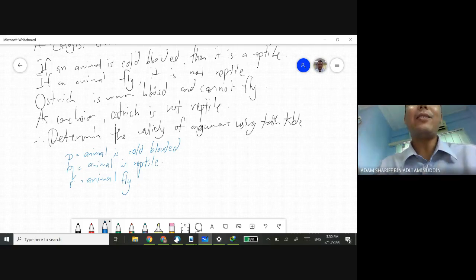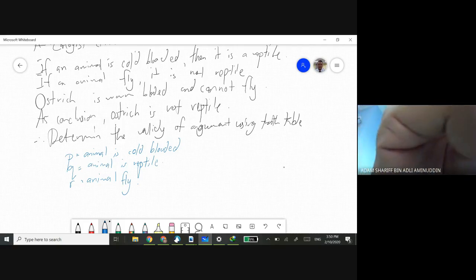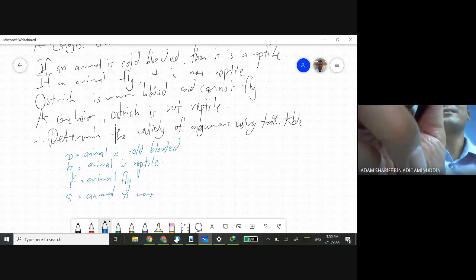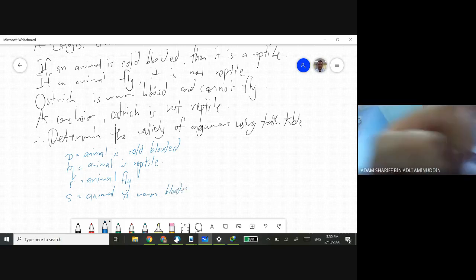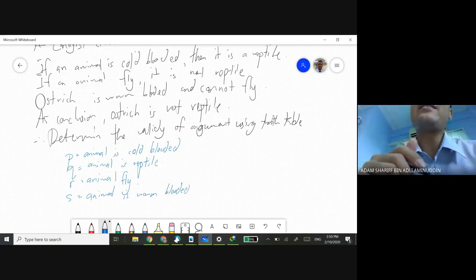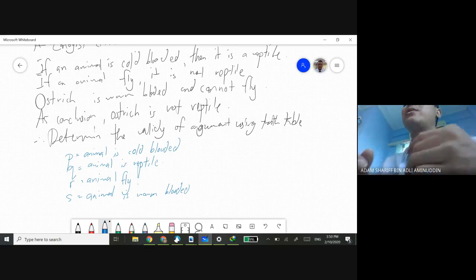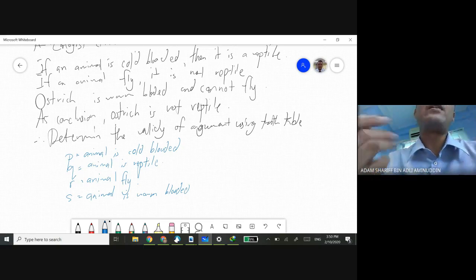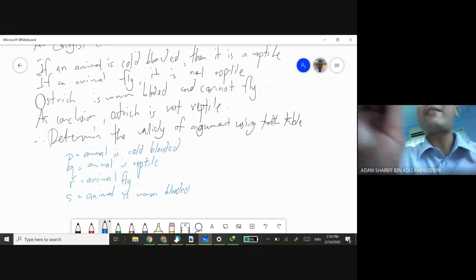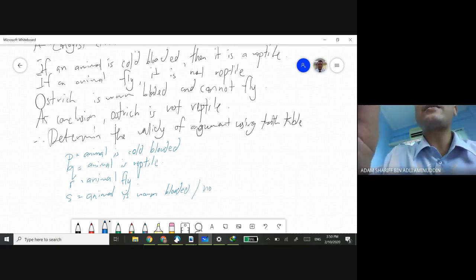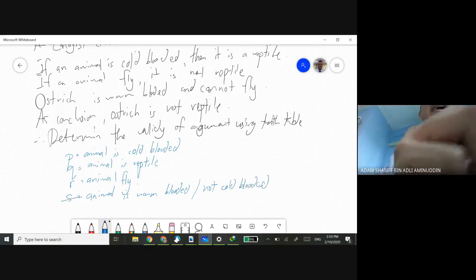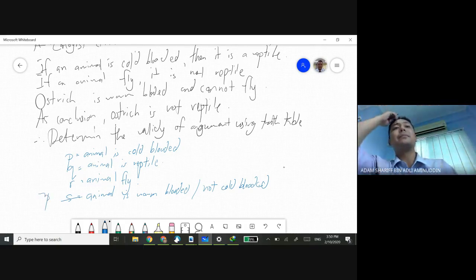For example, when they read warm-blooded, they make it S, animal is warm-blooded. If you put another one, I'm afraid that you will neglect some of the common statements when you change the logical connectives. If animal is warm-blooded, therefore not cold-blooded. Therefore, you don't need S, you just need not P.